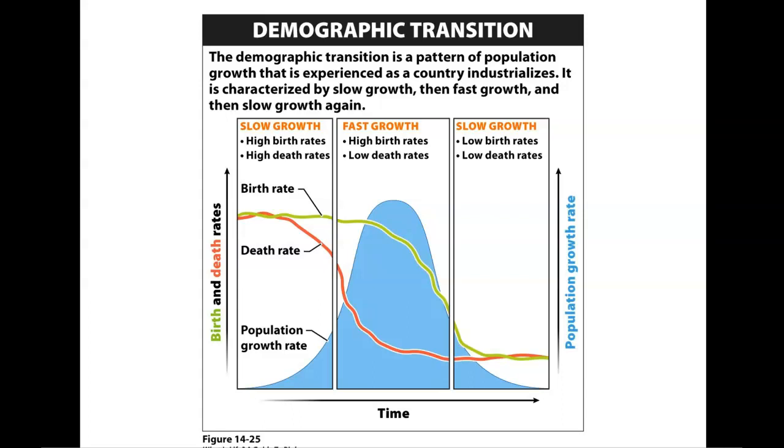So the slow growth we see is characterized by high birth and death rates. It's going to be found in populations with insufficient systems of food production and distribution and lack of reliable medical care.